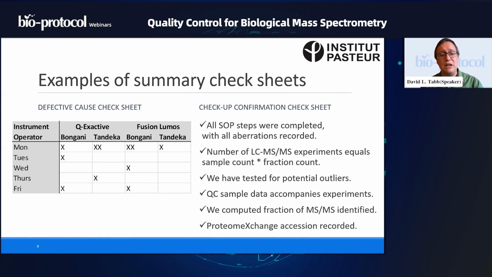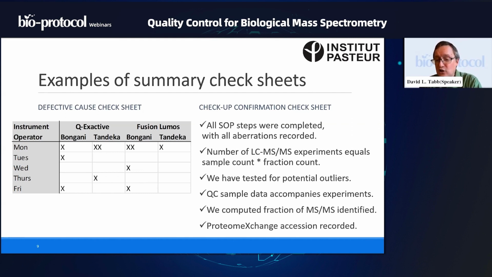Okay, so that's an example of a defective cause check sheet. I hope that's a nice, simple example. You can use it in lots and lots of different contexts, of course. What about a checkup confirmation check sheet? This is the final check of the product we're going to send back to our users.